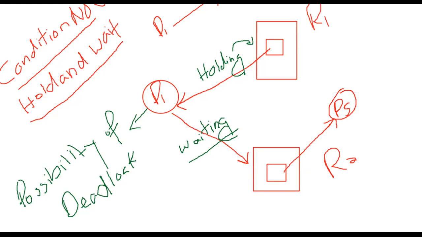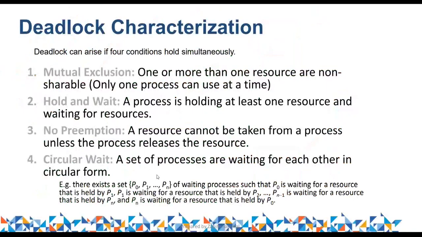The condition number 3 is no preemption. The condition number 3 is no preemption. You know, we already had a discussion about preemption and non-preemption. Preemption is a feature of the operating system where the operating system can take back resources from a particular process when a high priority process arrives. And non-preemption means the operating system cannot interfere and cannot take back the resources from a running process.